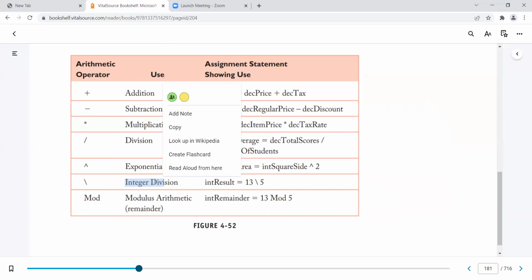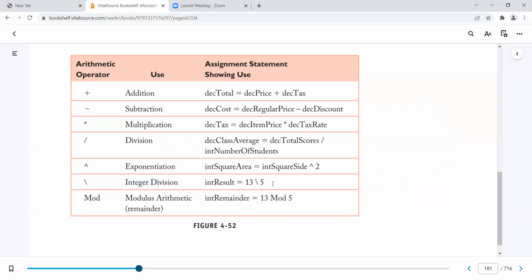Okay, you will see the same idea in other languages also. Okay, so as you can see here, in the result for this one, the example here, 13 integer divide 5, then your result is 2. Okay, it's not 2 something. So integer divide integer, the result should be an integer.